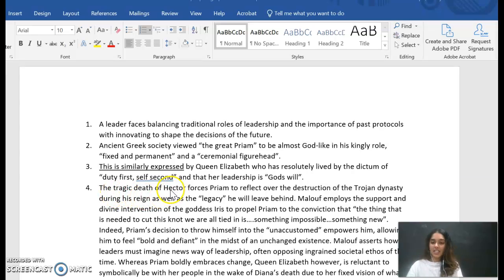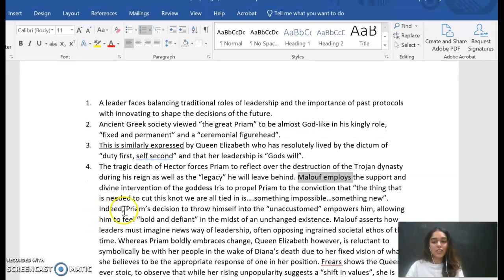The tragic death of Hector forces Priam to reflect over the destruction of the Trojan dynasty during his reign, as well as the legacy he will leave behind. Malouf employs, and this is really good to do, always talk about what the author is trying to do. Malouf employs the support and divine intervention of the goddess Iris to propel Priam to the conviction that the thing that is needed to cut this knot we are all tied in is something impossible, something new.